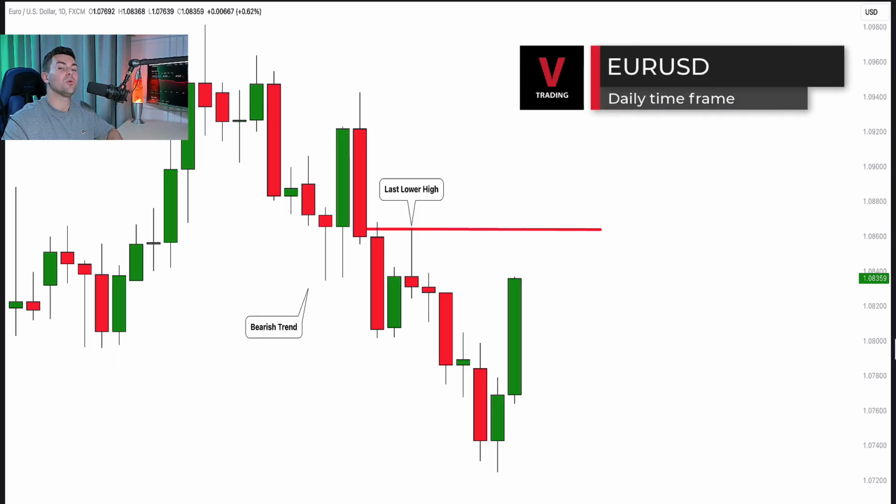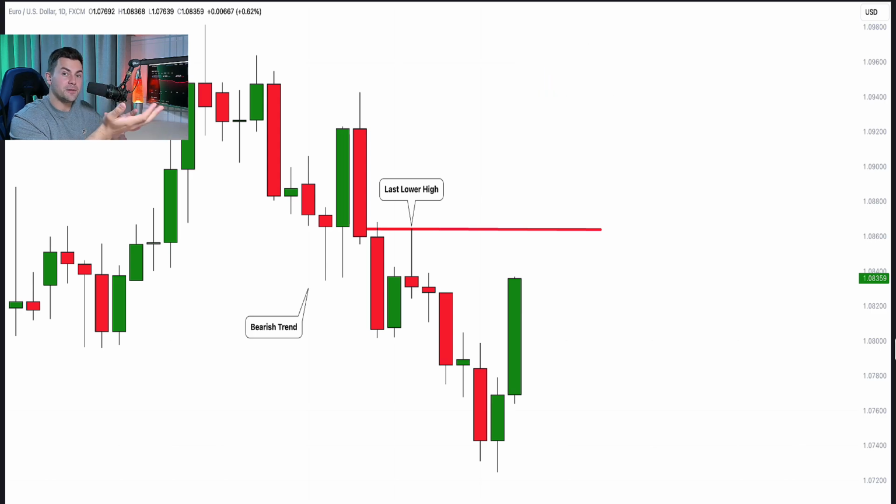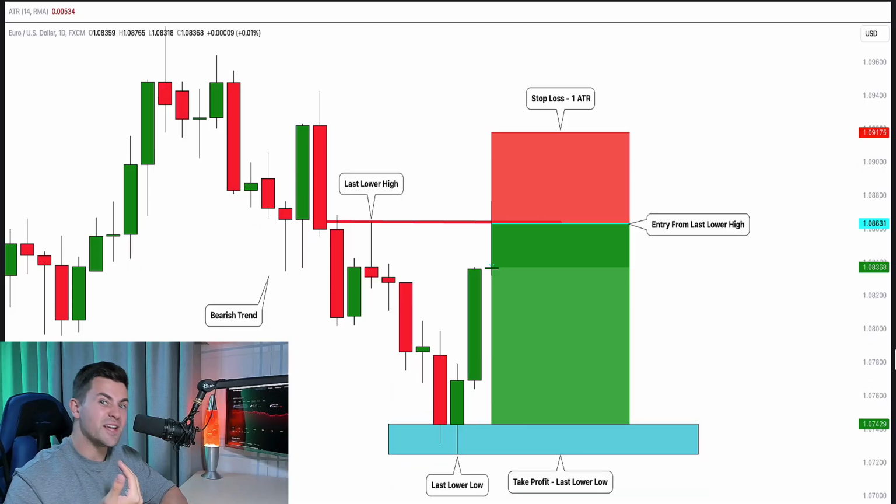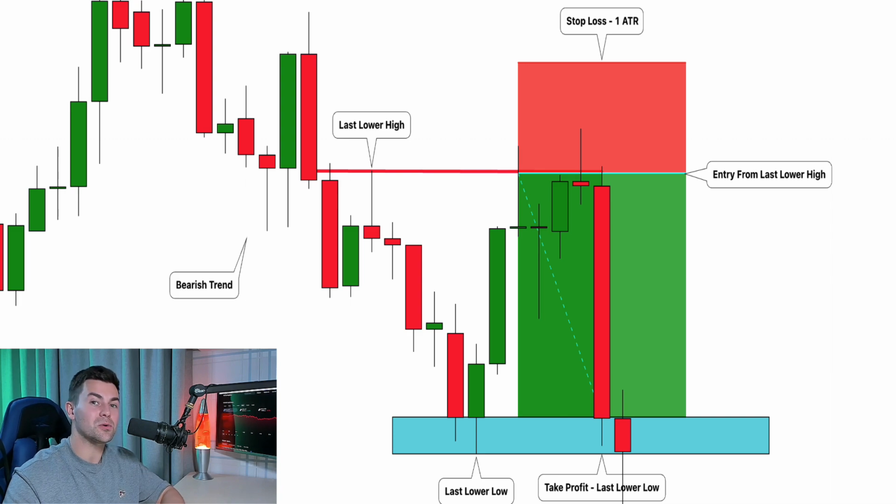Take a look at the example on the euro dollar pair. The market is trading in a bearish trend on a daily time frame, and here I underline the level of the last lower high. We set a sell limit order on a retest of that level with our students. Stop loss is 1 ATR and take profit is the last lower low. And the target was quickly reached and the bearish trend continued.